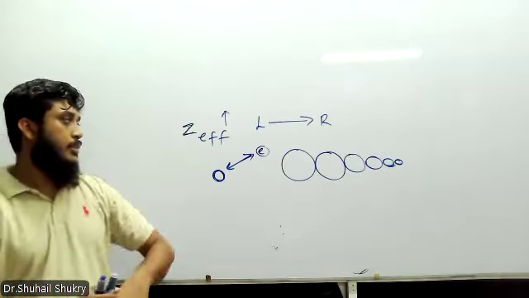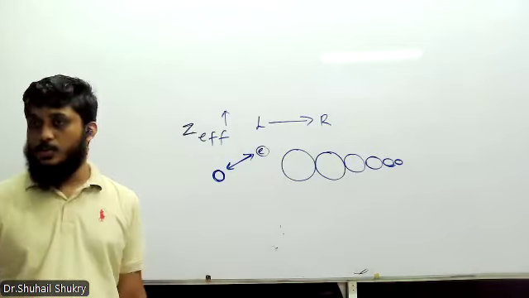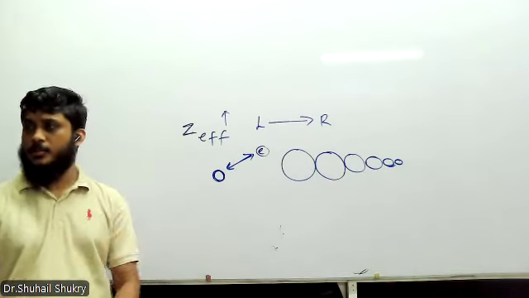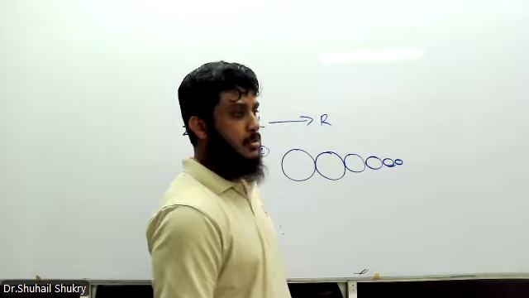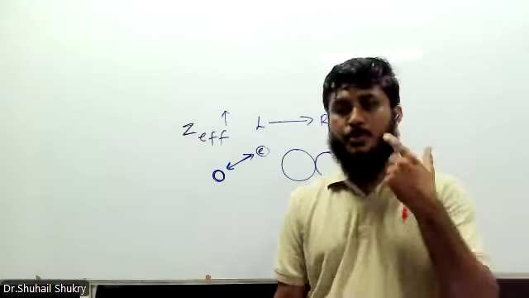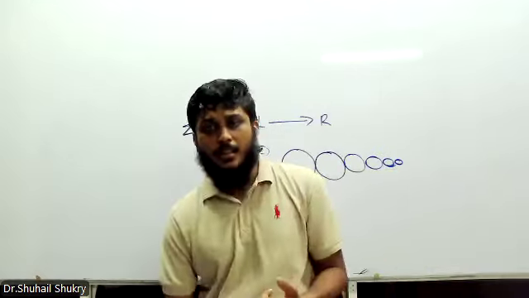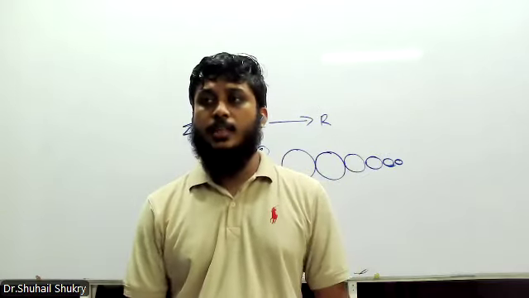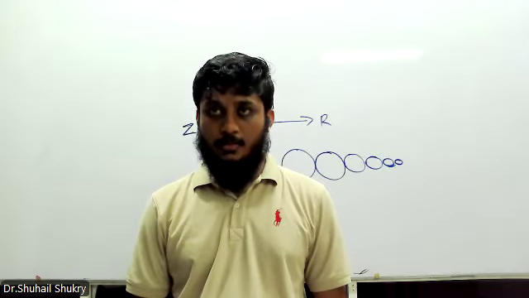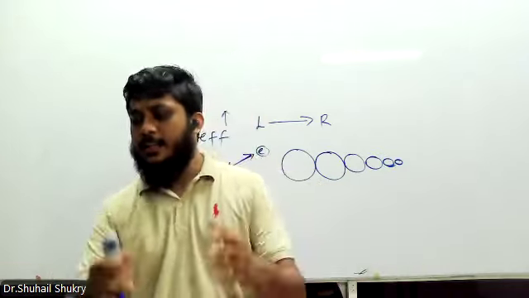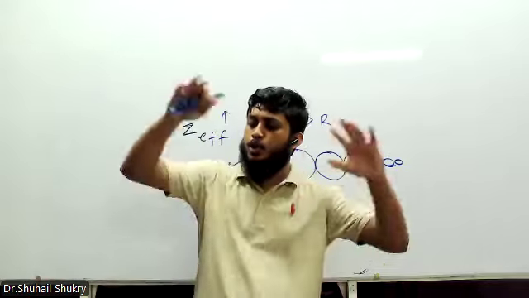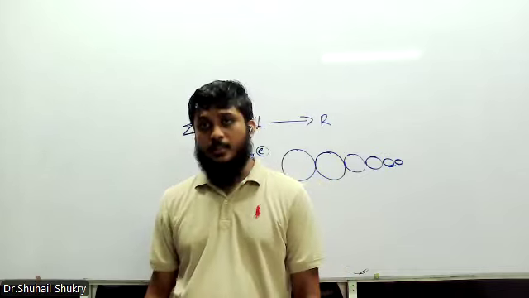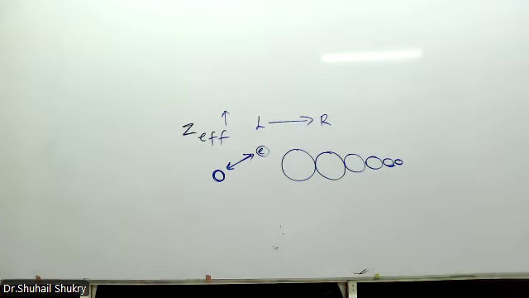So left to right, it is clear that the radius decreases. When you are coming from top to bottom, what might happen? What will happen to the number of shells? The number of shells will increase. When the number of shells is increasing, what happens to the size? Size will definitely increase, because when new things are getting added, the total size will increase. So remember this. Don't forget that.